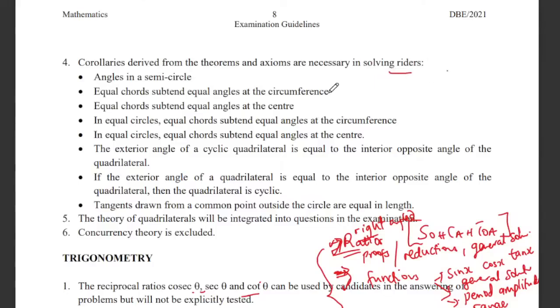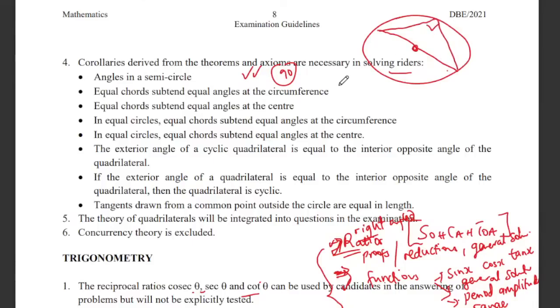So number one, angles in a semicircle, remember, it will be a 90. So it's like you have a circle and there has to be a diameter. Okay, so if this line is a diameter, then the angle at the corner has to be a 90. That's what they're talking about, angles in a semicircle. Then equal chords will subtend equal angles at the circumference, we know that. Then equal chords subtend equal angles at the center. Then in equal circles, equal chords subtend all of that. Okay. Then we have the exterior angle of a cyclic quadrilateral.